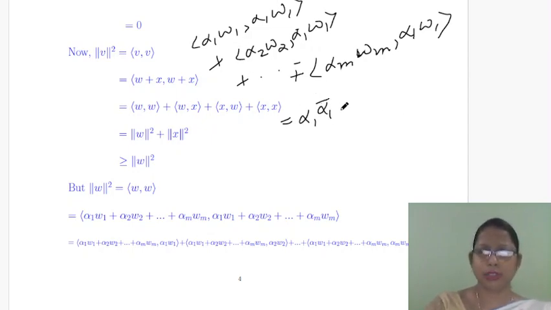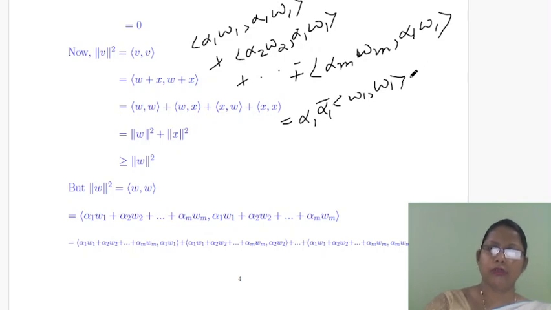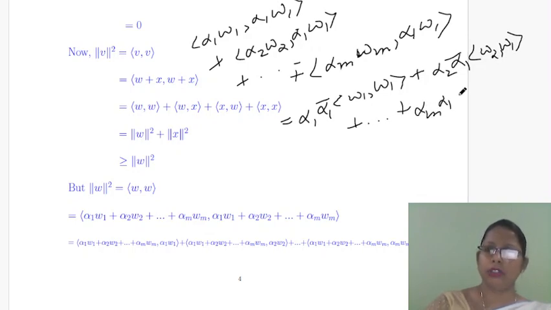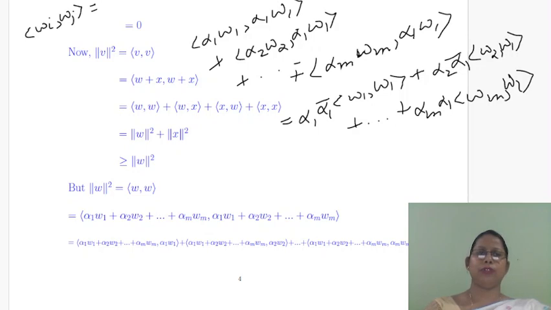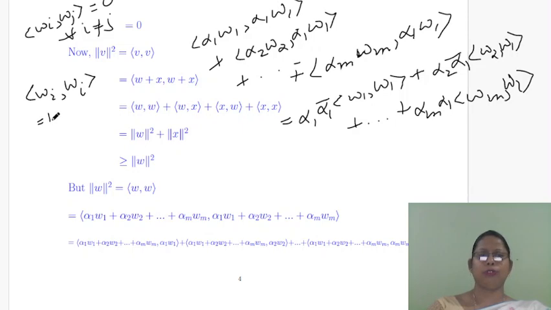And this will be my inner product of w1 comma w1, plus alpha 2 alpha 1 bar inner product of w2 comma w1, and so on up to alpha m alpha 1 bar inner product of wm comma w1. Since w1, w2, dot dot dot wm is an orthonormal set, inner product of wi comma wj, if i is not equal to j, will be 0. And inner product of wi with wi is norm of wi square.